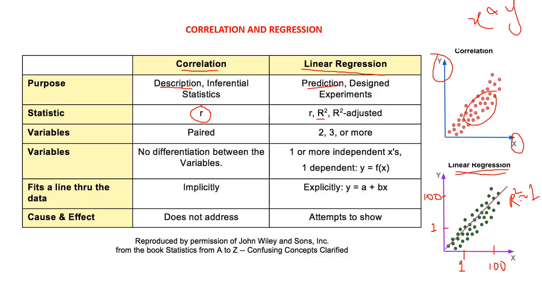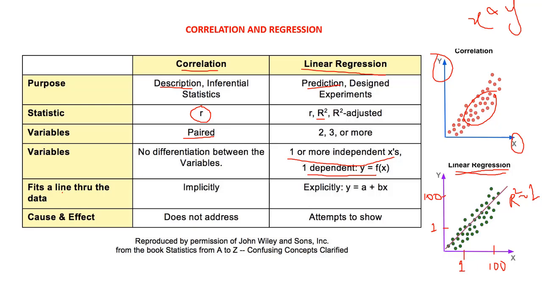So here variables are paired, so only two variables are there. But in the linear regression, we have two, three, or more variables. In correlation, there is no differentiation between the variables. In the linear regression, we have one or more independent variables and one dependent, that means y is a function of x. So here one is dependent on the other, but in correlation both are independent, and we are trying to correlate them. Then it fits a line through the data.